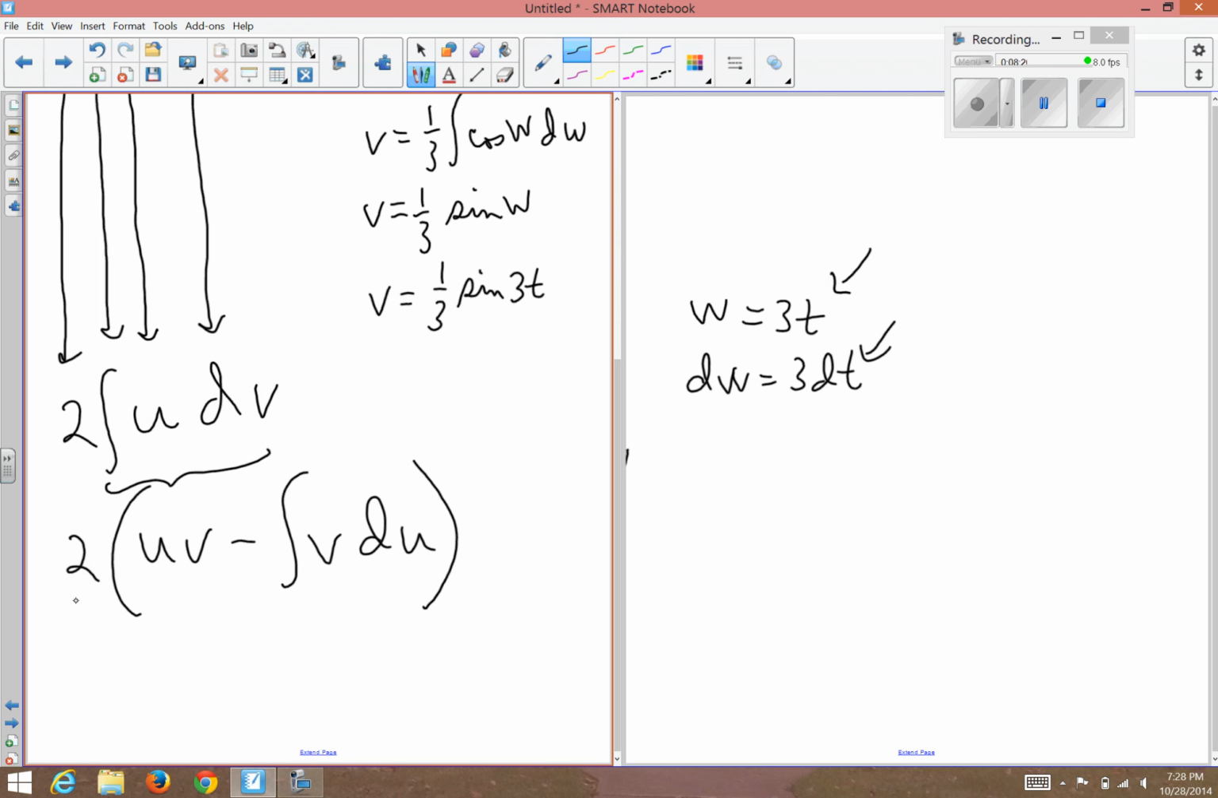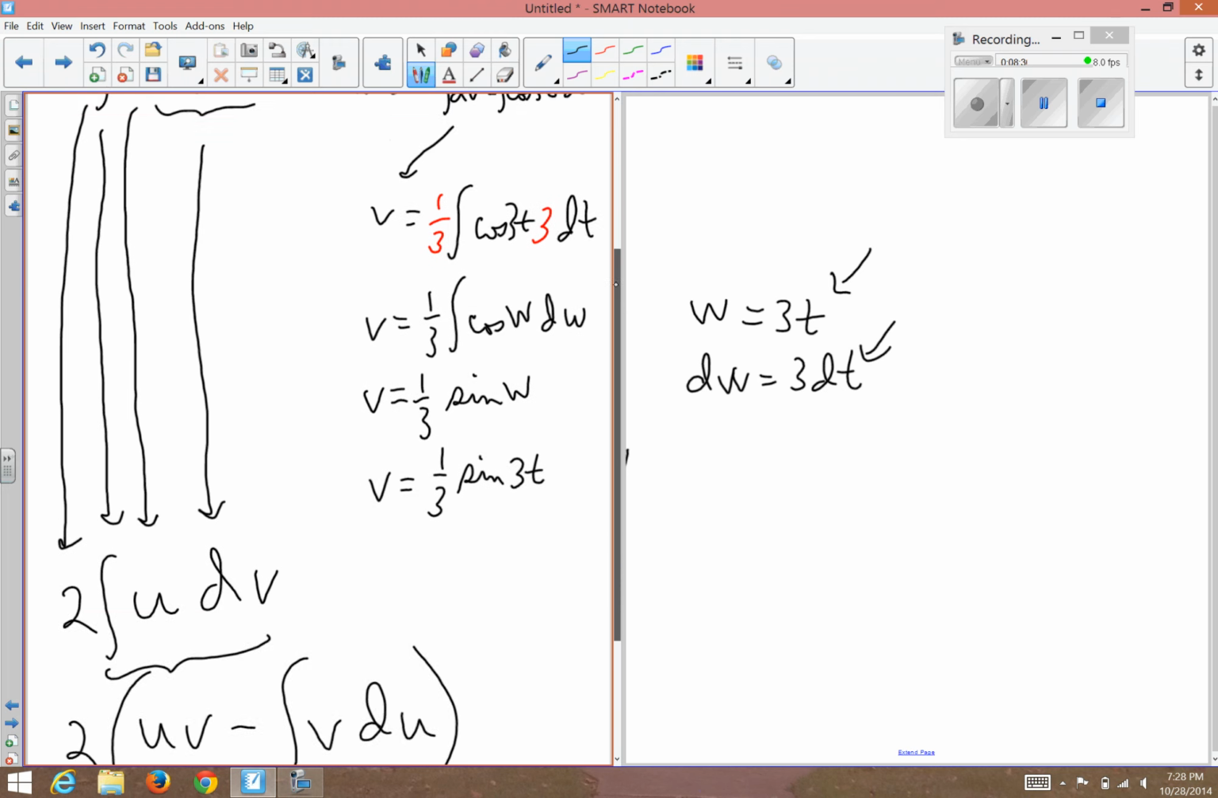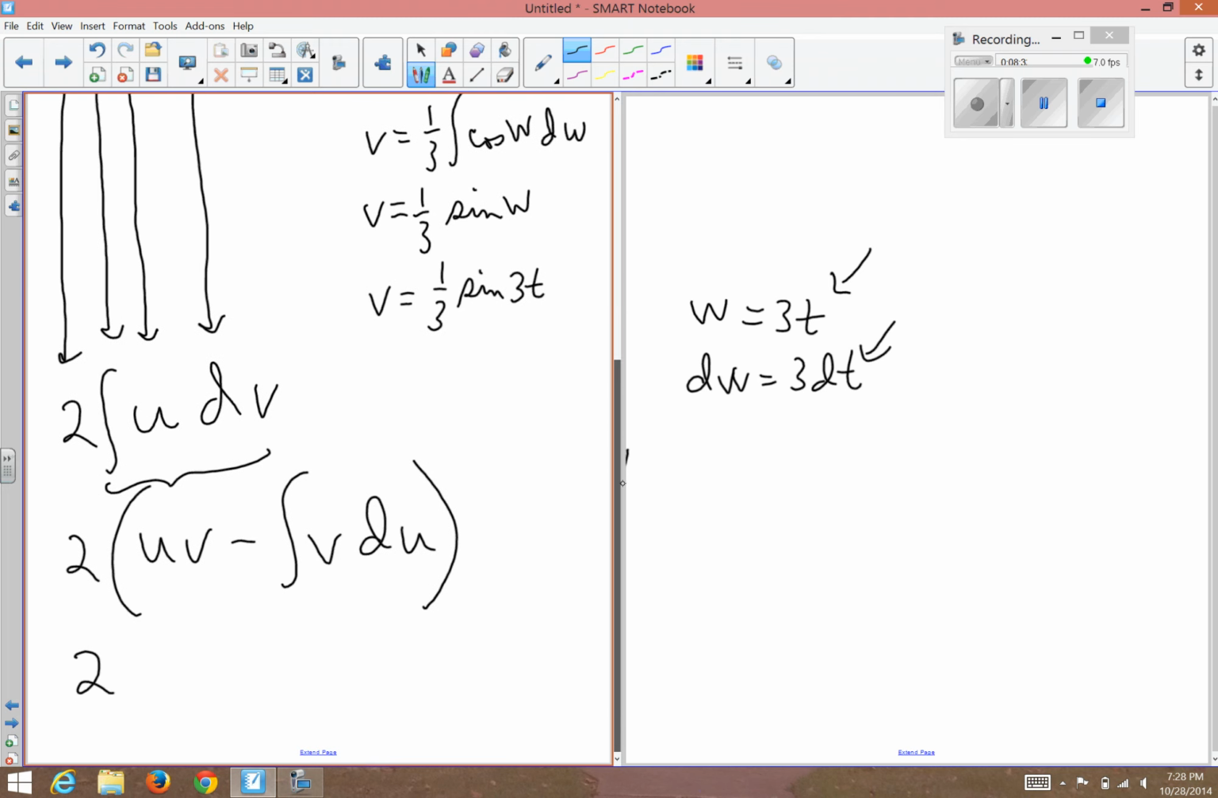So distributing the 2, we have 2u. In that spot we're putting t. Next to that is v. Where it says v, we're putting 1/3 sine 3t. And then there's this minus.